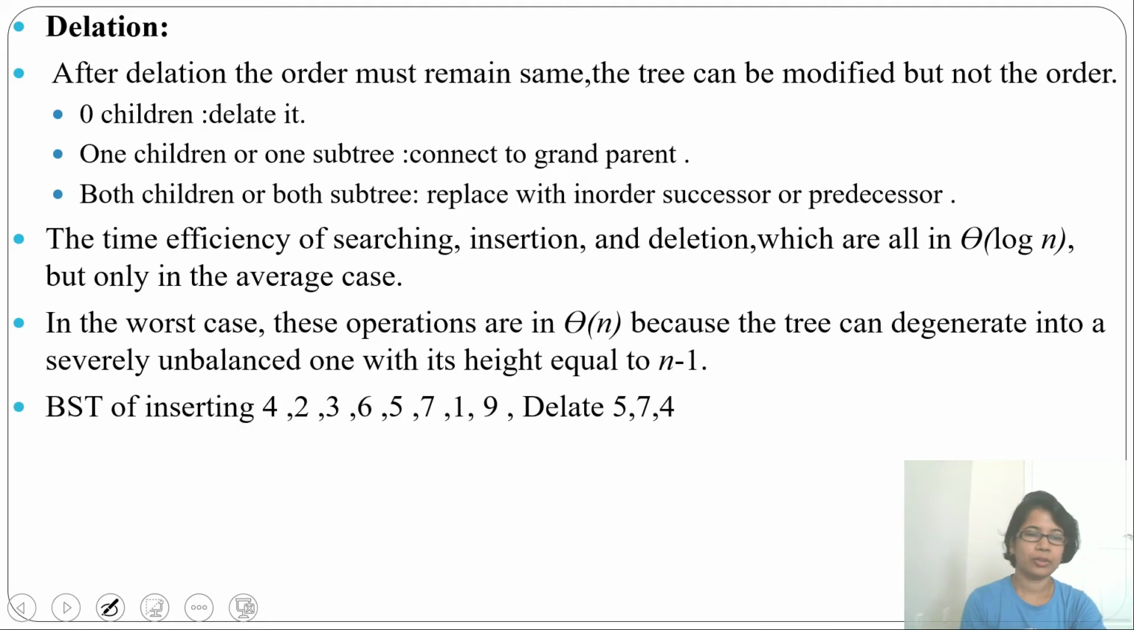Next we'll do an example of how to delete a node. Suppose one BST is given with this many nodes. It is the same as the previous tree, just with 9 added. How will we delete 5, 7 and 4? Just see.